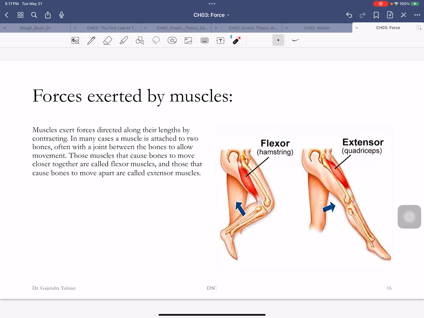A flexor brings two bones close together, and an extensor brings the bones apart. Again, muscles can only contract, and when this contracts, it brings the leg further out, so it stretches the leg from here to there. And when this muscle contracts, it brings the leg closer in that direction.